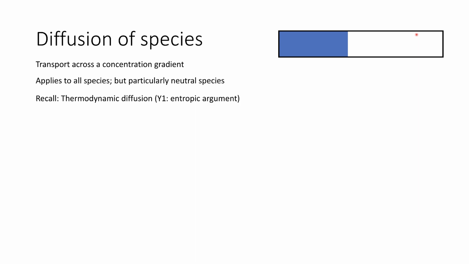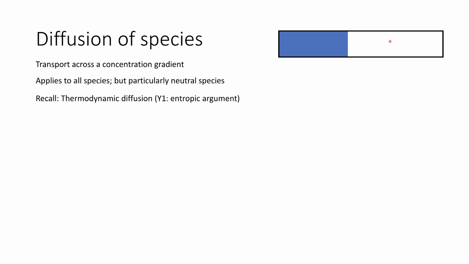I'm going to call you back to your first year thermodynamic diffusion argument. Go and reference that, go and have a look at that, make sure that you're happy with that content. But what we're going to look at here is a concentration gradient. We're going to look at how the concentration varies over a region of space.